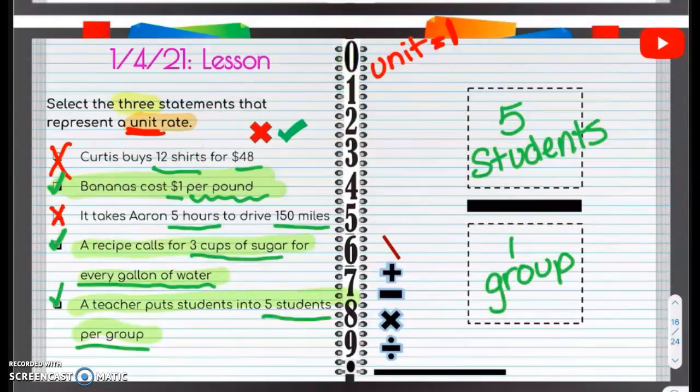So our incorrect ones are the first one and the third one. So our correct ones are the second, third, and fourth ones. And that is going to be it for our lesson. Great job.